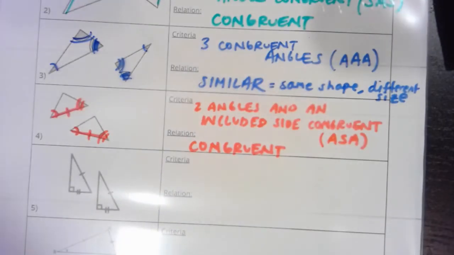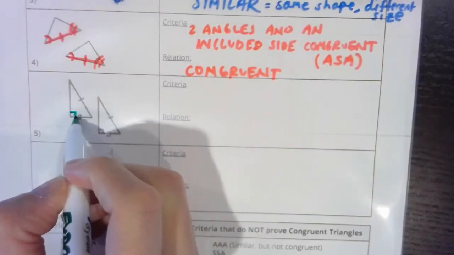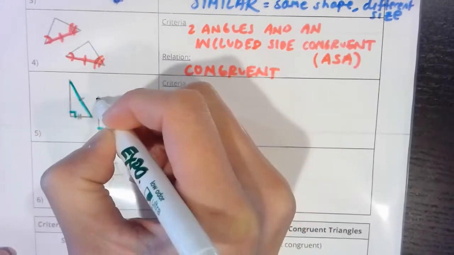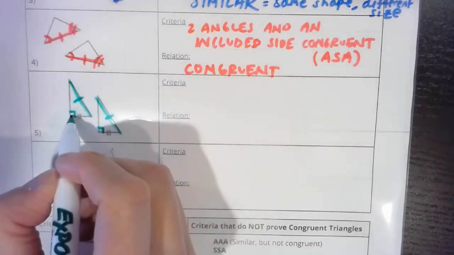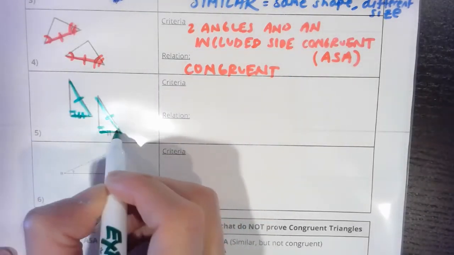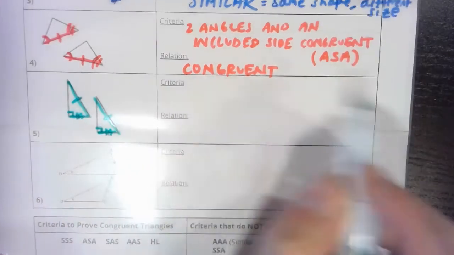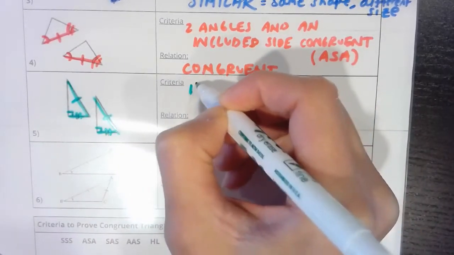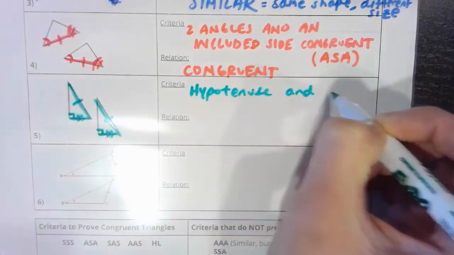Next, here we have two right triangles. I know that they're right triangles because there's a right angle here in both of them. They have their hypotenuses congruent, and then one of the legs is congruent. So the criteria in this case is the two right triangles have hypotenuse and a leg congruent.